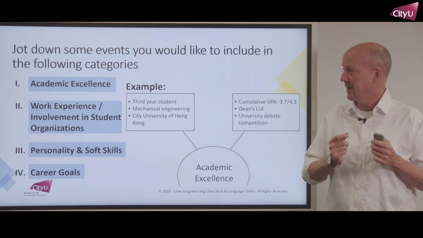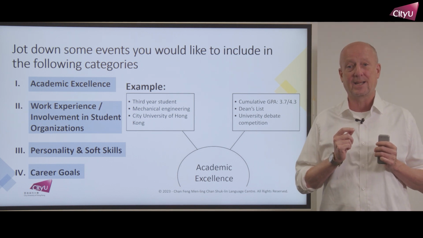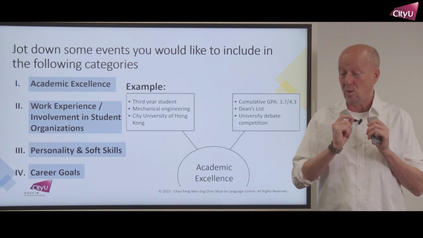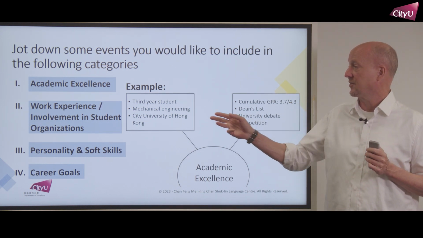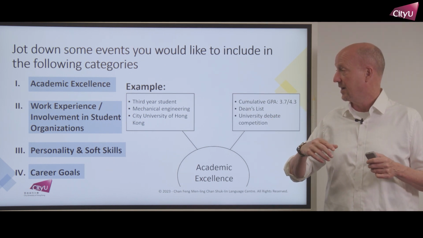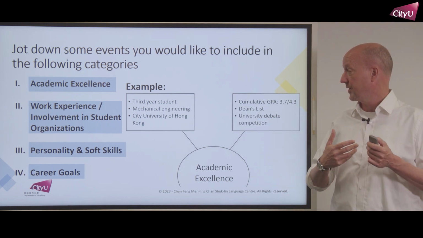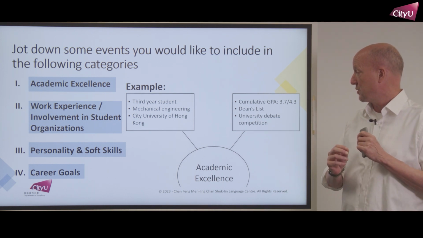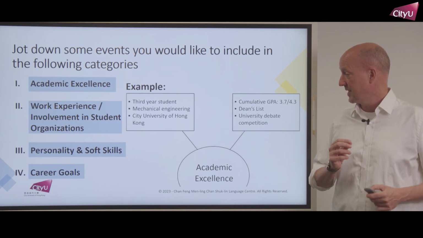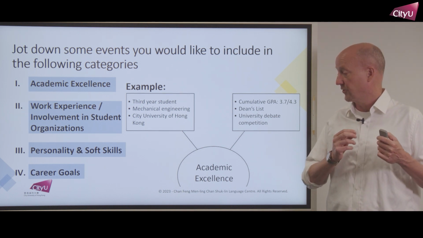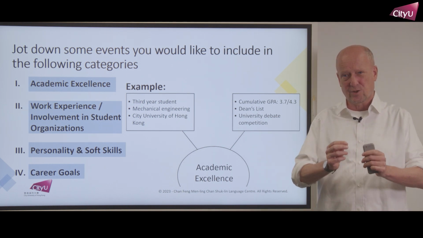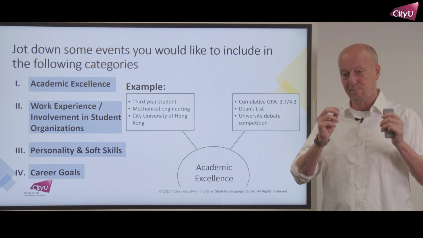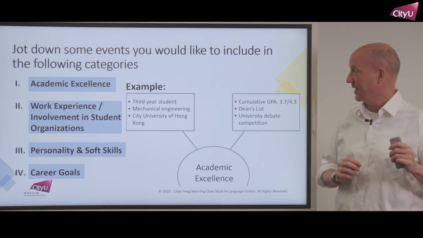So when it comes time to start brainstorming, start planning, you need to think about, how do I turn academic excellence, for example, into a description of me and what I've done? Well, you can start by saying, I'm a third-year student of mechanical engineering at City University. I have a cumulative GPA of 3.7 out of a possible 4.3. I've been on the Dean's List. I've taken part in a university debate competition. Okay, so it's very specific and it's very personal to what you have done and what you can do.